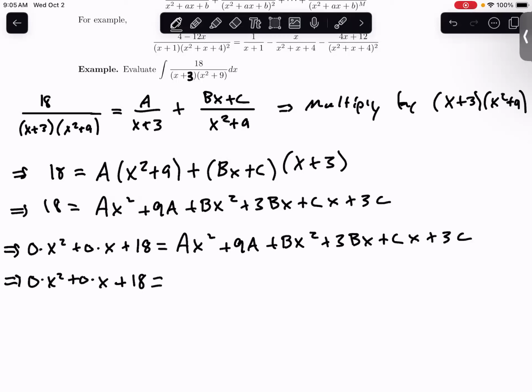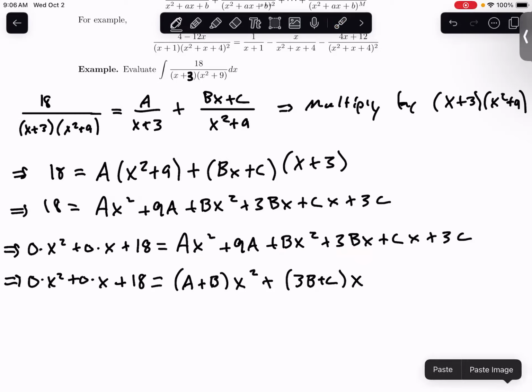So what I suggest doing is now you can combine like terms with one another, right? You can combine ax squared and bx squared. So we really have a plus b times x squared. And then you can combine the like terms for the c terms as well. So we have a 3bx and then a cx as well. So we have 3b plus c times x. And then lastly, we have the constant terms. So the constant terms are just going to be 9 times a plus 3c.